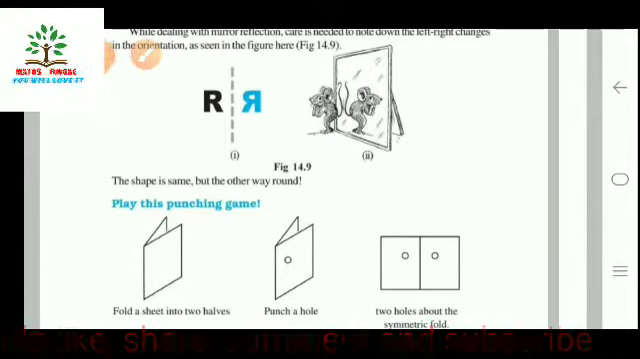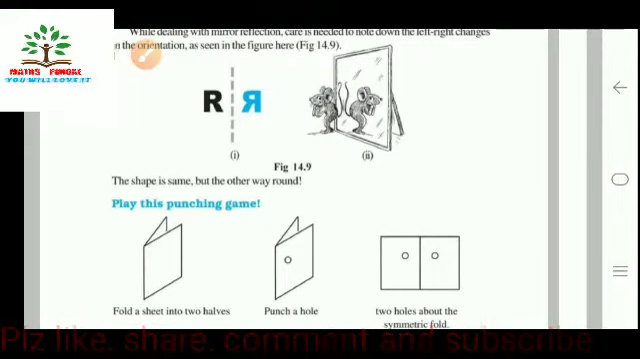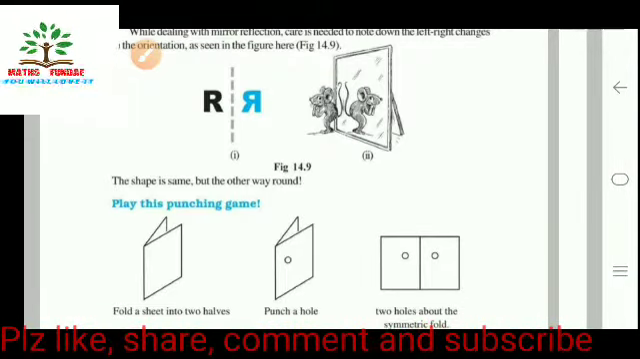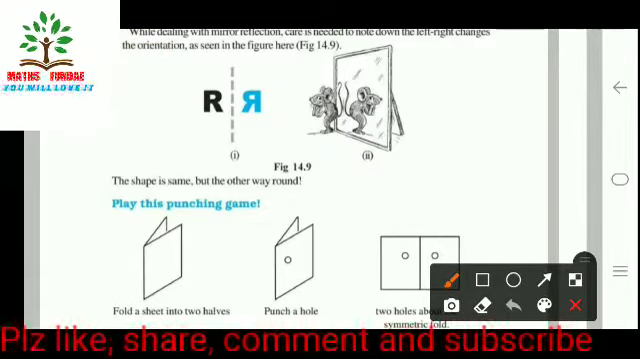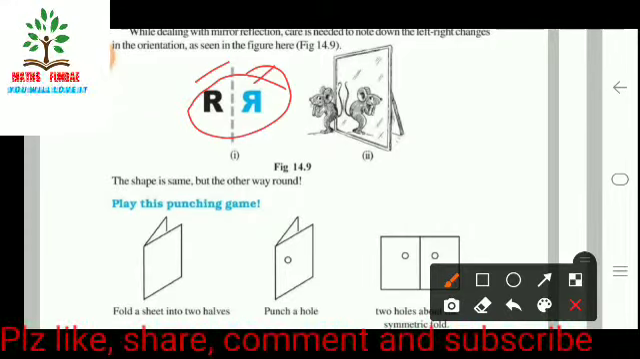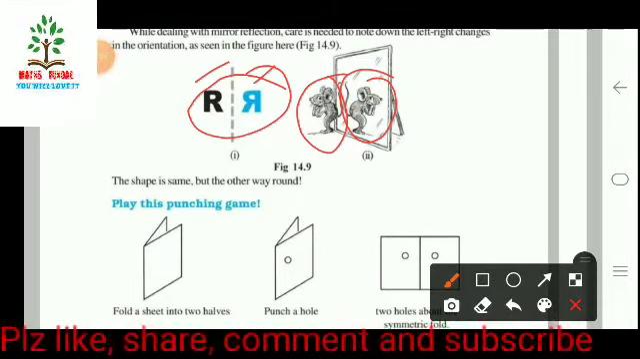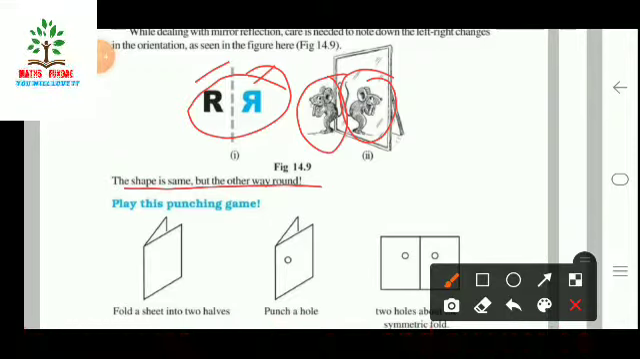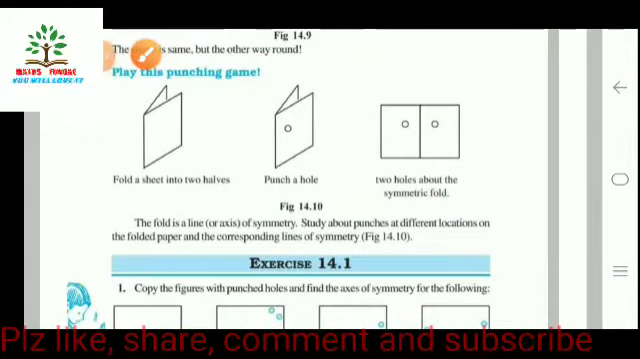So when we are dealing with mirror reflections, care is needed to note down the left-right changes. In the orientation as seen in the figure here, the shape is the same, but they are the other way around. You can see the R, the mirror image, and this R and this one are not looking the same. Likewise here we can see the faces are in the opposite direction. So these are the same shapes, but they are not symmetrical.